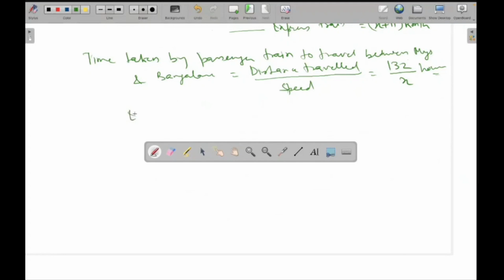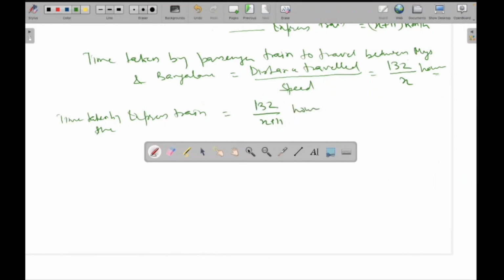Similarly for the express train, the time taken by the express train is distance traveled upon speed. So 132 upon x plus 11. So this is in hours.